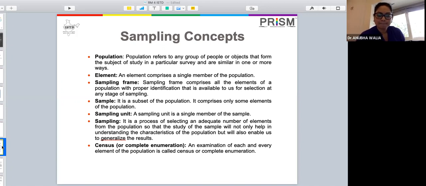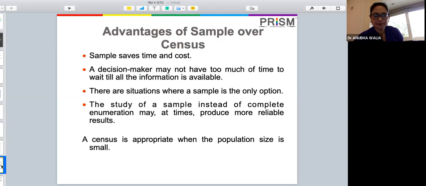Right? Okay. So shall we proceed further? Yeah. So as I talked about the sample over the census, what are the various advantages, how it saves time and cost. It is absolutely on the situation where we approach, and the decision making may not have too much time. That's why we don't work on the census and we work on the sample.